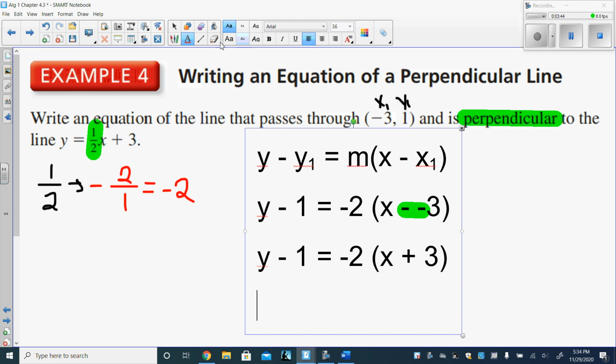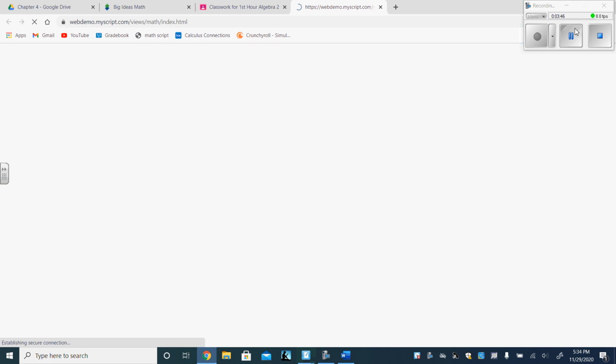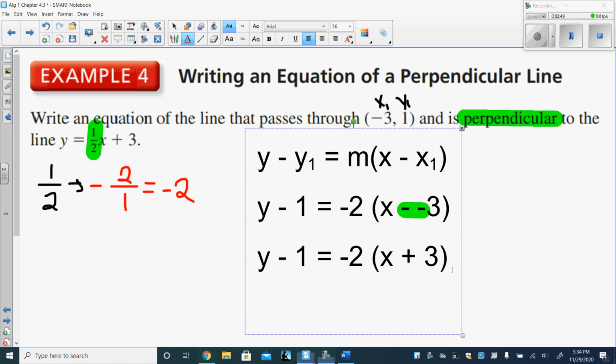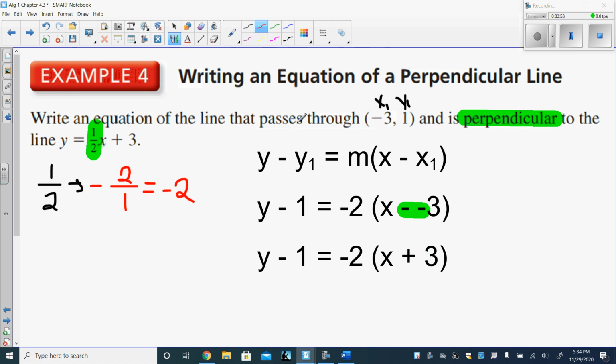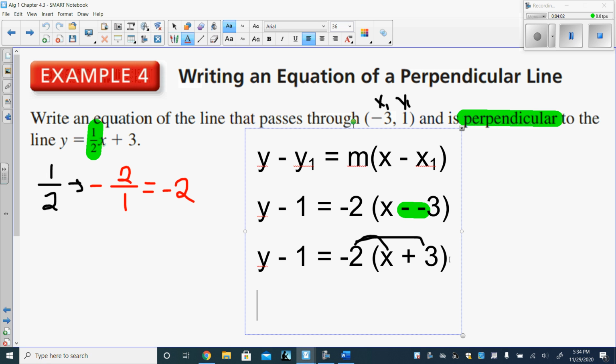Now the next thing that we're going to do is distribute. Here we go. So we're good. Now the next thing we want to do is distribute the negative 2. We're going to multiply everything by negative 2. Well, negative 2 times x will be negative 2x. And negative 2 times positive 3, well, a negative times a positive would be a negative, and 2 times 3 would give me 6.